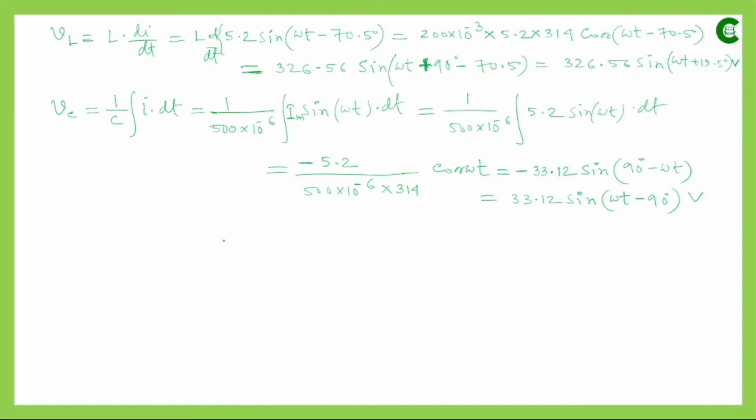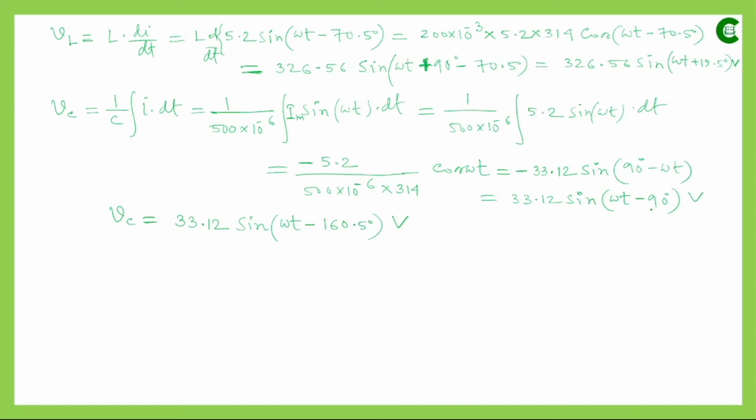Now similarly, the same VC can be found by applying the second approach, and the value that we will be getting by applying the second approach will be 33.12, and the sine term will be sine omega t minus 160.5 degree, and this much volt. So initially by applying the first approach, when we found VC, we took current as reference, and with respect to that we represented the voltage drop.